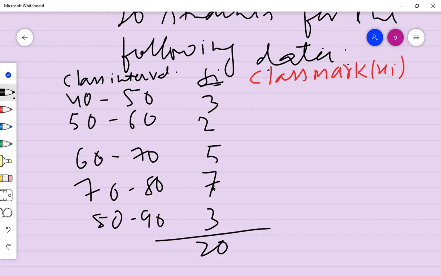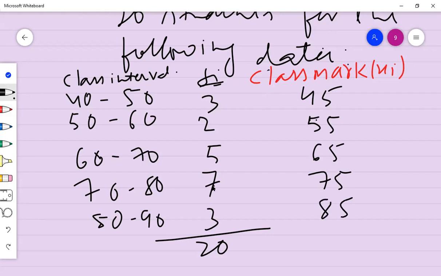40 to 50, that is 45. Yes, 45 is xi. If it was ungrouped data, it would be different, but this is grouped data. So this will be 55, this will be 65, this will be 75 and then 85. Okay, so this is xi.